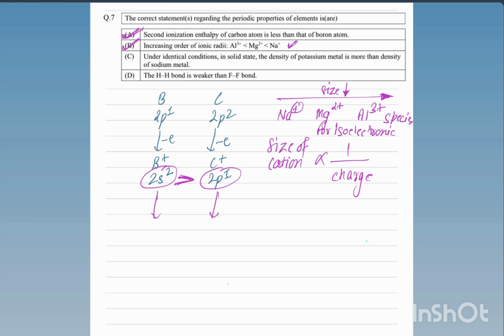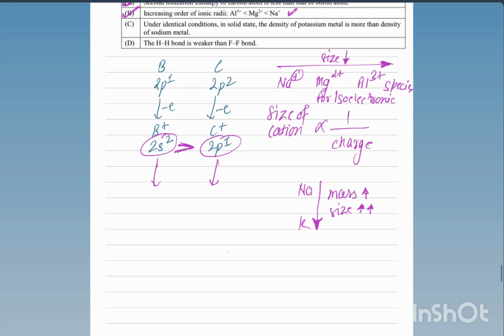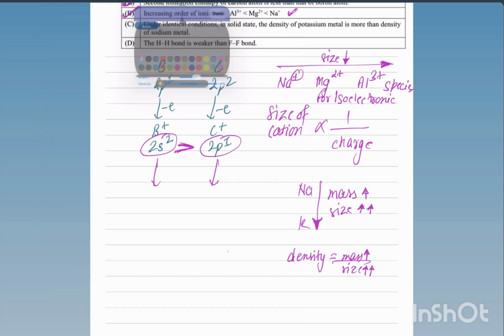For the C statement, under identical conditions in the solid state, the density of potassium metal is more than the density of sodium metal. If you see here, sodium and potassium are in the same group of the periodic table. As we go down the group, the mass also increases as well as the size. Both increase, but the rate of increase in size is much higher compared to the mass. We know that density equals mass by size, and since size is increasing much more than the mass, as we go down the group, density decreases.